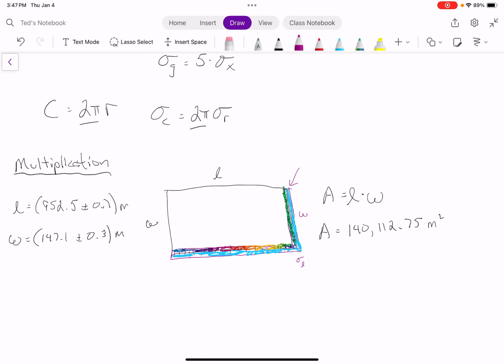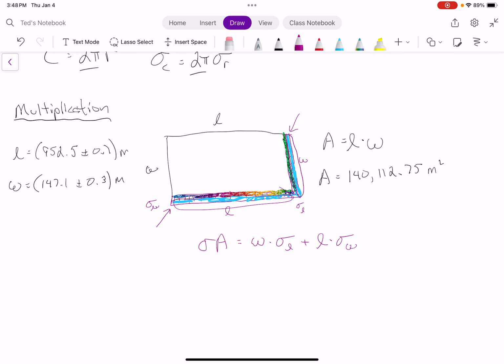So that would be part of the uncertainty in the area. The other part is this piece here, which has a length, L, and a height that's equal to the uncertainty in W. So if I add those two pieces together, the uncertainty in the area is equal to this piece here, which is W times the uncertainty in L, plus this part down here, which is equal to L times the uncertainty in W.